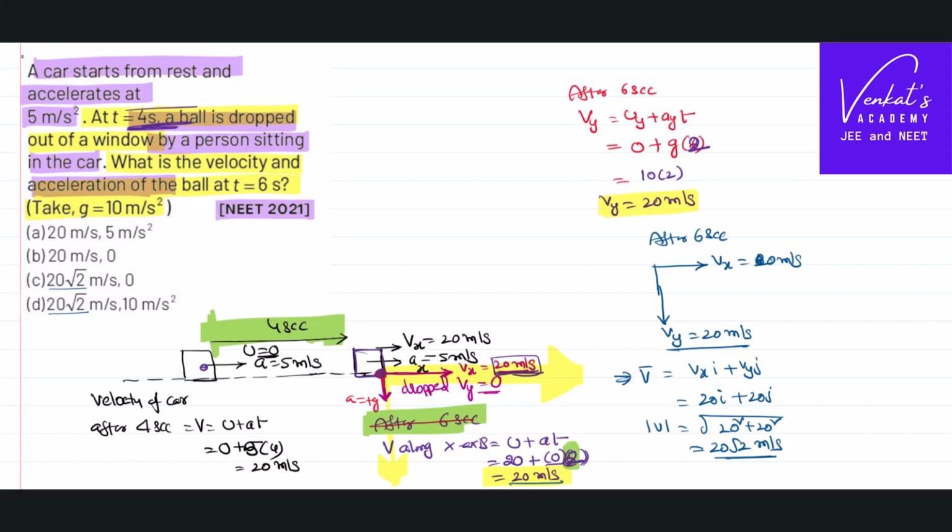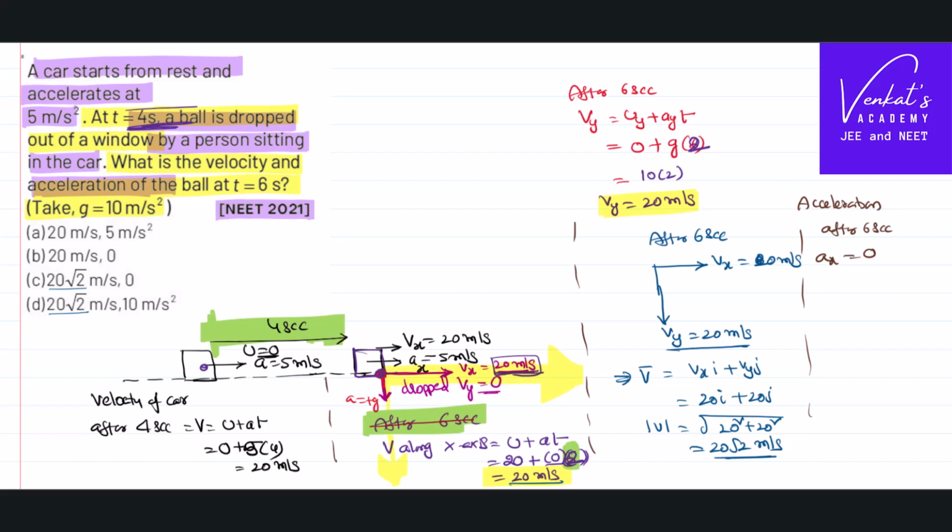Okay, yeah, acceleration. We are trying to just solve in an organized way. After 6 seconds for the ball, right? So ax is obviously 0 because it is no more connected to the car. The stone is disconnected from the car after 4 seconds.